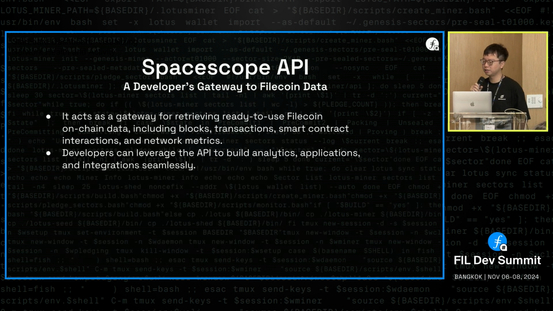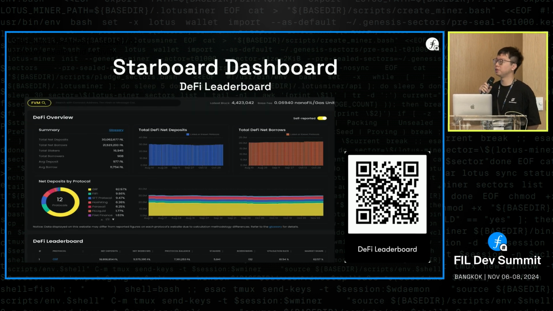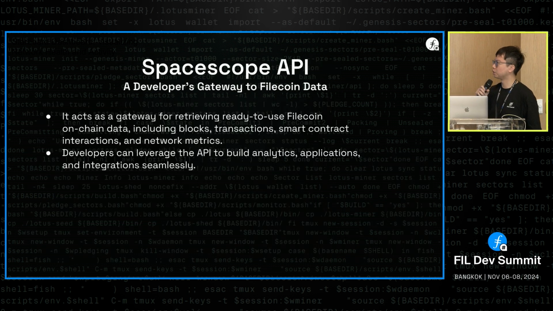Okay. So the last one is that once we build this dashboard by our computing, we also share that important data through our Spacescope API. It is a gateway for users to get ready-to-use Filecoin data, including the blocks, transactions, smart contract interactions, and also the network metrics. So developers or companies can use this API to build their own analytics.